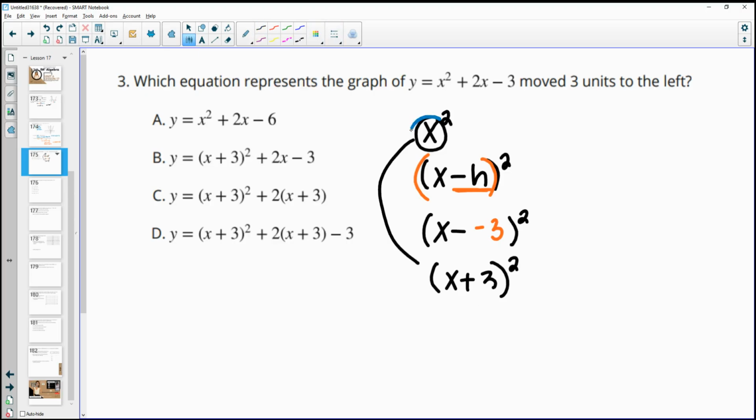So this needs to change to this. Everywhere we see an x, now it needs to say x plus 3 instead. So not just here, that would also have had to happen here. Now we see it in these two places, but then we lost that -3 in this one. So D has the x plus 3 in place of the x's, and it has the rest of the function staying the same. So D is going to be the one that will move it just 3 units to the left.